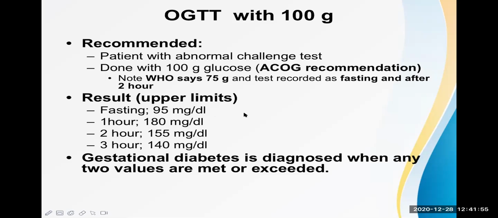So what are the results? Fasting, the upper limit is 95 milligram, 1 hour 180, 2 hour 155, 3 hour 140. So it's gradually decreasing. See this, 1 hour is the maximum, 180. Gestational diabetes is diagnosed when any two values are met or exceeded. So this is how you confirm it. And these are done in the fasting state and after 2 hours like this.